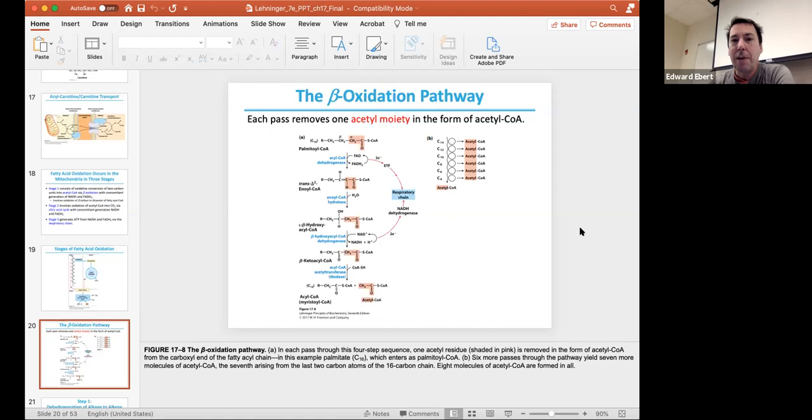Let's assume we take palmitate, palmitic acid. We remove an acetyl moiety each time to make acetyl-CoA. Palmitate is a 16-carbon fatty acid, one of the most common ones. If we do 7 passes, then we get 8 2-carbon units, so we'll make 8 acetyl-CoAs. Why is it only 7 passes? Because when we cut the last 4, we cut off 2 and we've got 2 left over. The whole key is we're going to make our acyl-CoA.